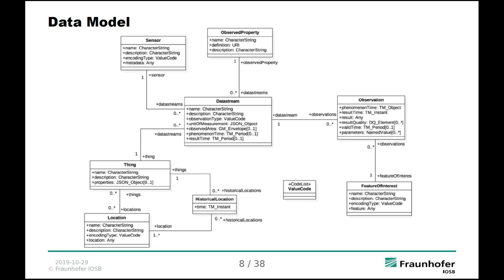So if I have a data stream containing 3 observations, like here, here, and here, then the observed area is like the triangle defined by those points. So we can easily query or see from the data stream, okay, it has observations in this area. And the same goes for the phenomenon time, which is basically the start and the end of all the observations to that data stream.